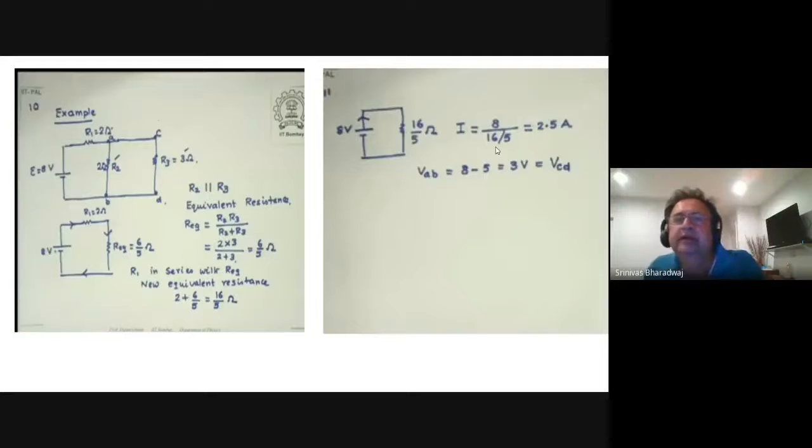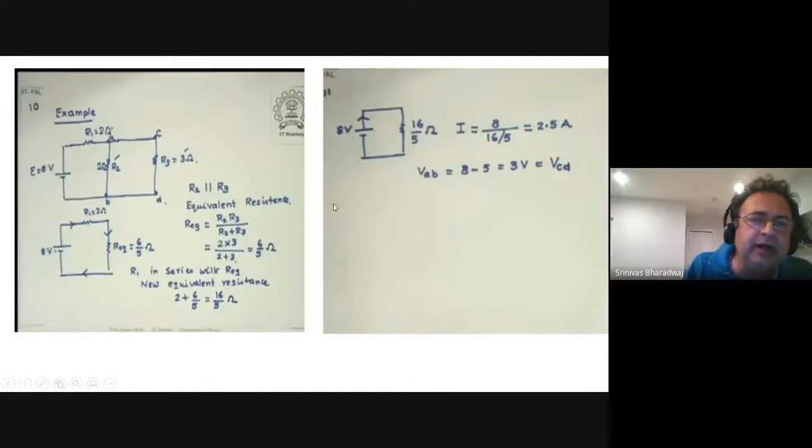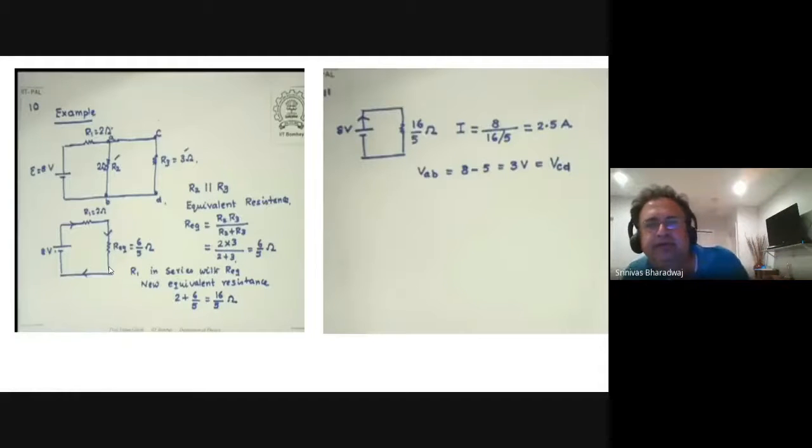5 by 2, right? Now, once you have evaluated the current, what is the voltage drop between this point and this point? 8 volts, right? What is the voltage drop between this point and this point? You know the current, it is 2.5. It's 2.5 times 2, right? What is the voltage drop between this point and this point? So this is 5. So what remains is 6 by 5 times 2.5.